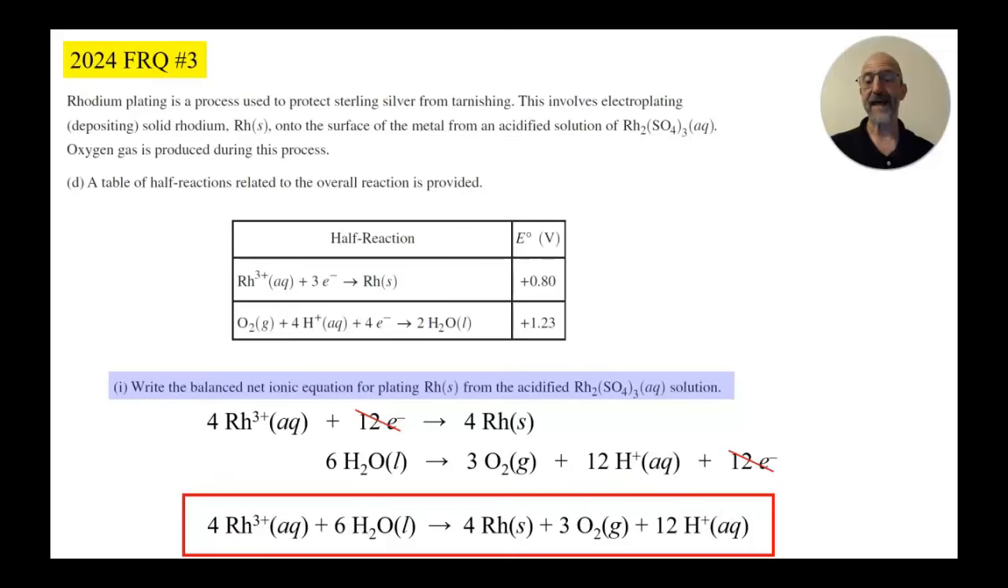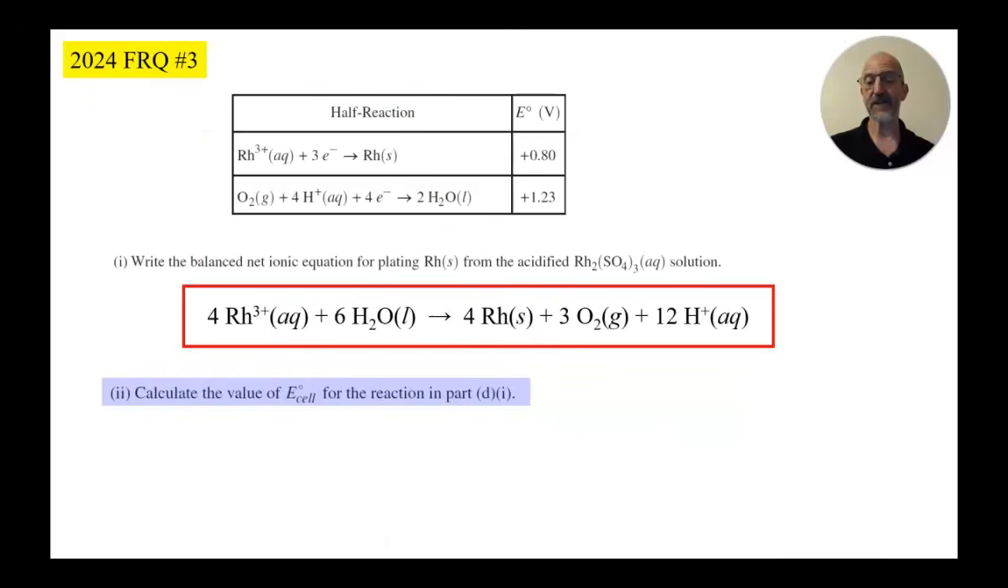The balanced net ionic equation is now balanced in terms of overall charge. I see +12 on the left, +12 on the right, and all of the atoms of rhodium and hydrogen and oxygen are balanced. All right, the next part of this has to do with the cell potential.